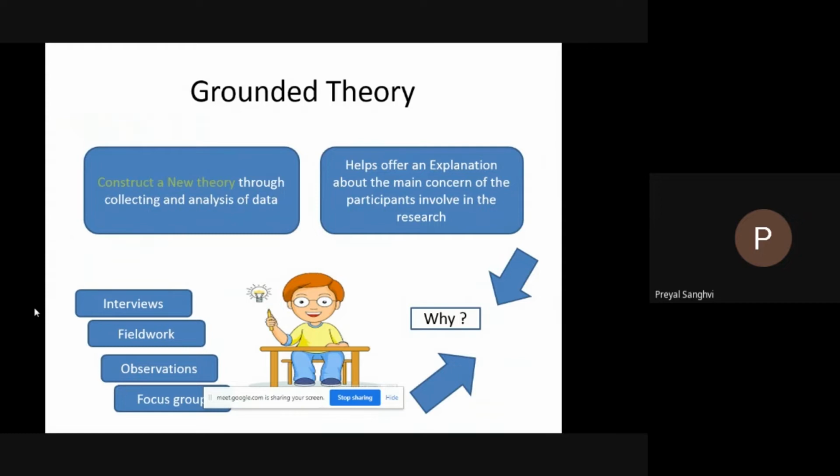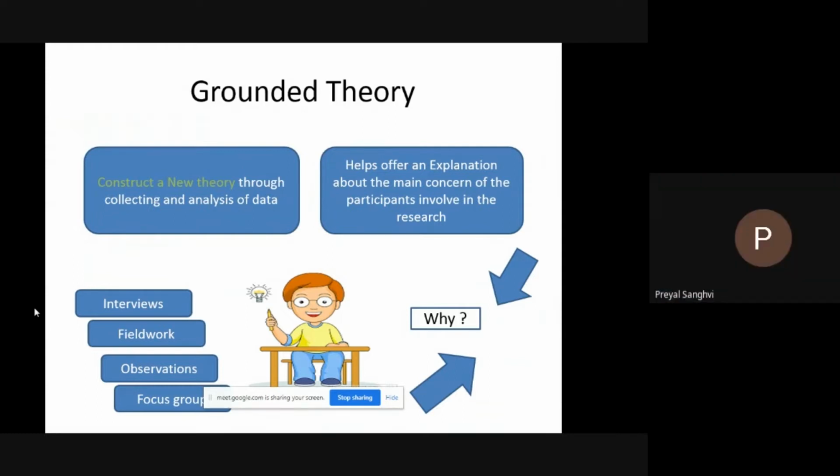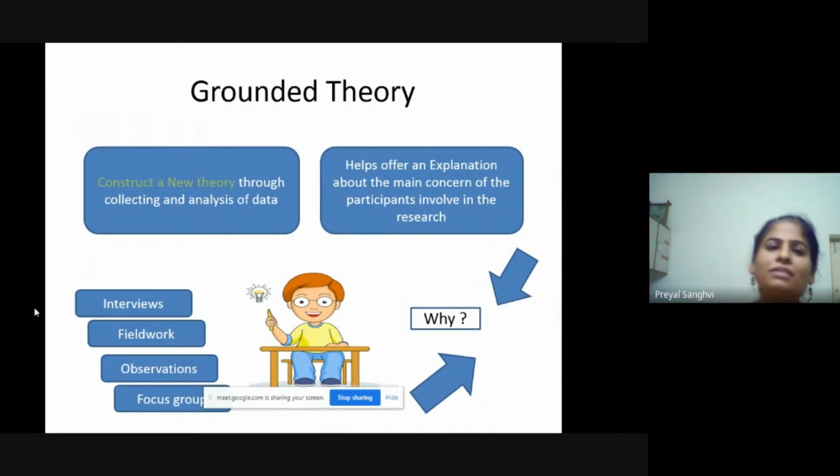So basically, in the grounded theory approach, the researcher goes through all the qualitative data collected, and based upon that new ideas or new concepts come up in the mind of the researcher. Based upon that, the researcher tries to find out why it is happening, what is the reason behind these particular things, and tries to develop the new theory. This comes under grounded theory.